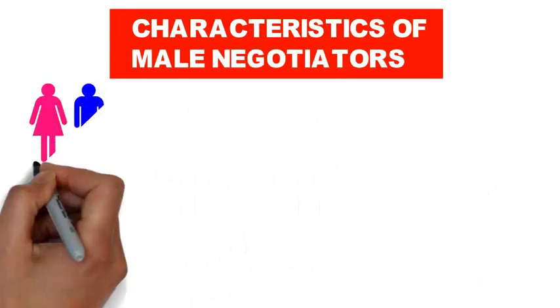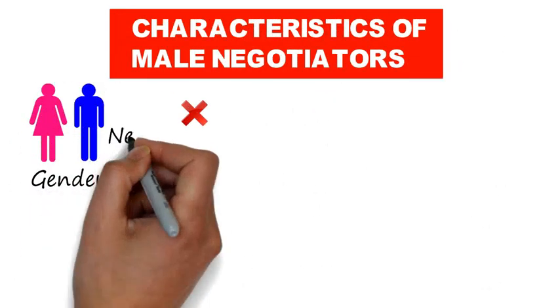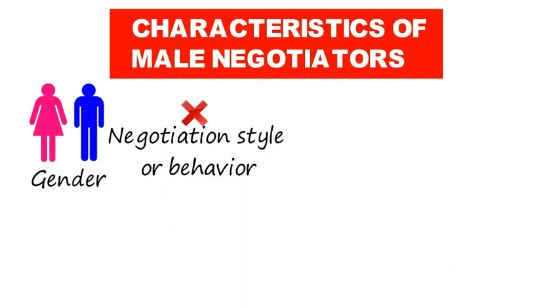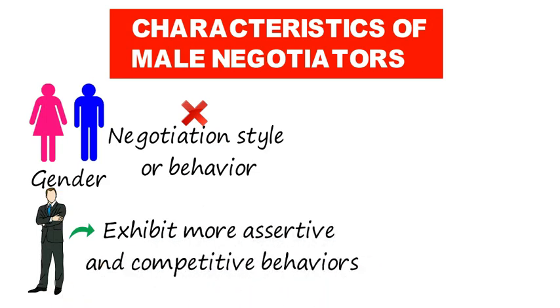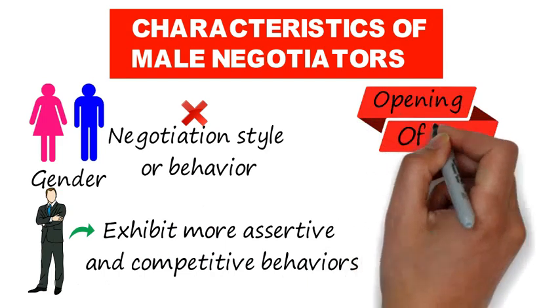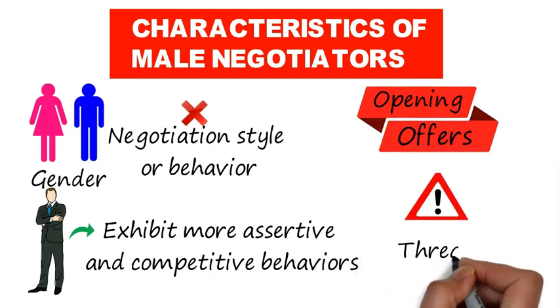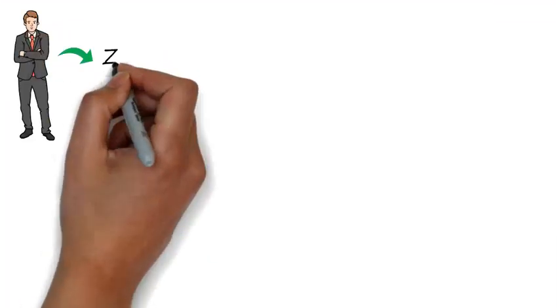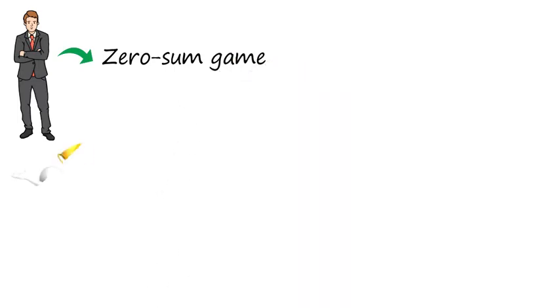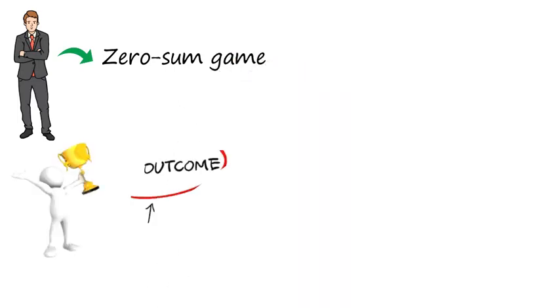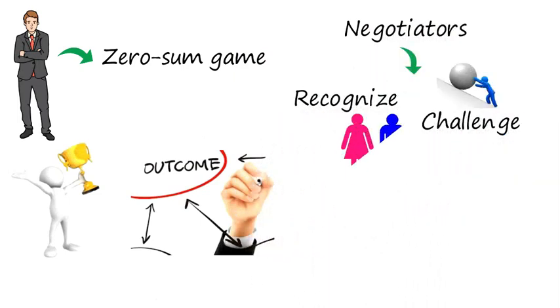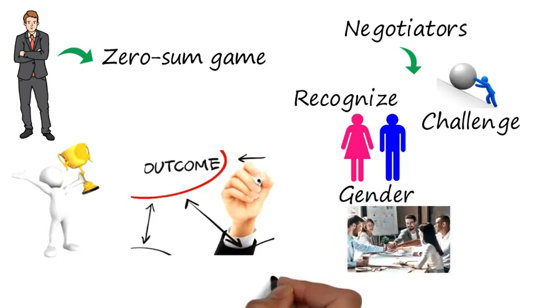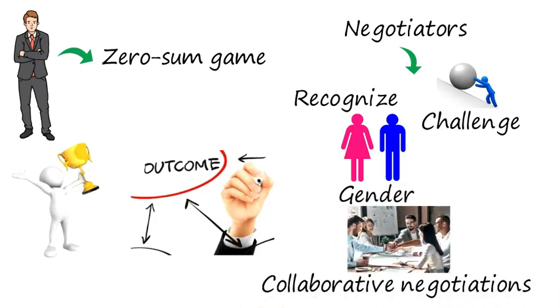Characteristics of male negotiators. It is important to note that gender is not the sole predictor of negotiation style or behavior. However, research has shown that male negotiators exhibit more assertive and competitive behaviors, such as making more aggressive opening offers and being more likely to use threats or walk away from a negotiation. Additionally, male negotiators may be more likely to view negotiation as a zero-sum game and focus on winning rather than reaching mutually beneficial outcomes. Negotiators need to recognize and challenge their own biases and assumptions, regardless of gender, in order to engage in effective and collaborative negotiations.